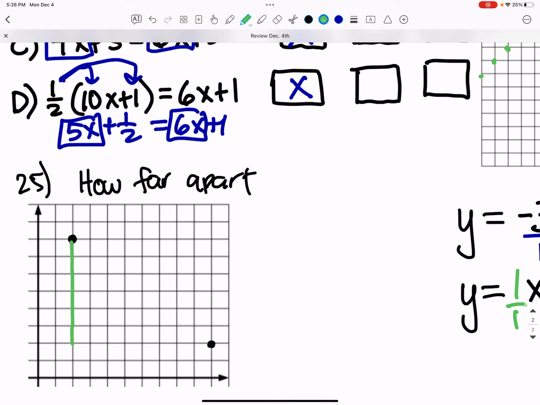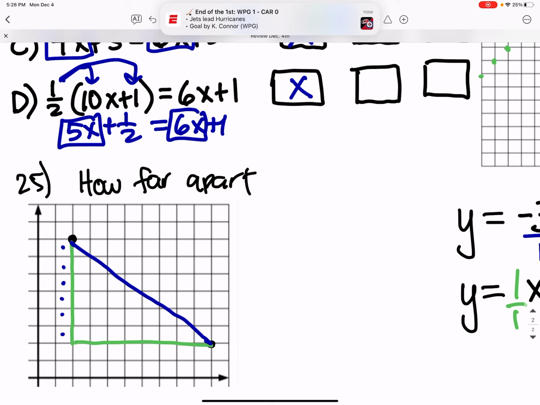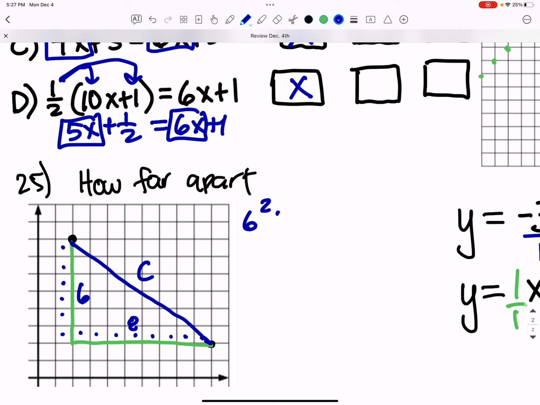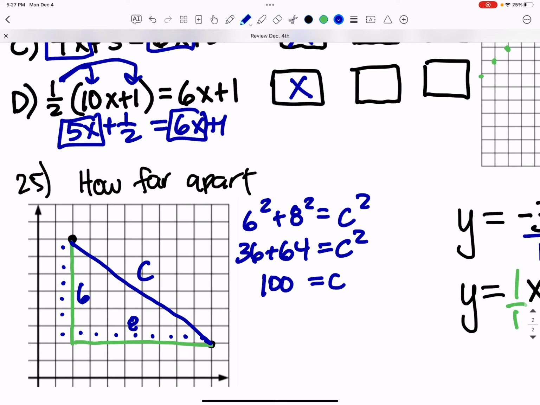This is just like a few problems ago. We make our triangle. This is 1, 2, 3, 4, 5, 6 boxes. This is 1, 2, 3, 4, 5, 6, 7, 8 boxes. So 6, and this is C. 6 squared plus 8 squared equals C squared. 36 plus 64 equals C squared. 100 equals C squared. We take the square root to get rid of the squared. C equals the square root of 100, which is 10.